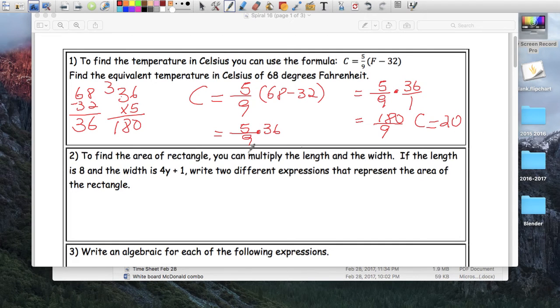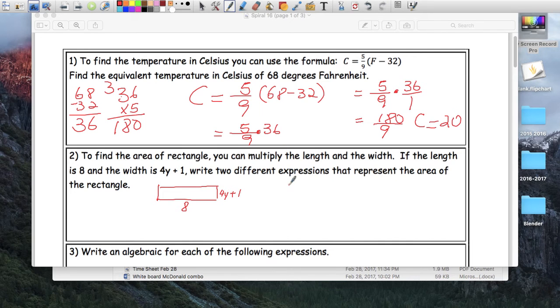To find the area of a rectangle, you can multiply the length times width. So here's your rectangle. This is the length. This is the width, going up and down. If the length is 8, and the width is 4y plus 1, write two different expressions that represent the area of the rectangle.